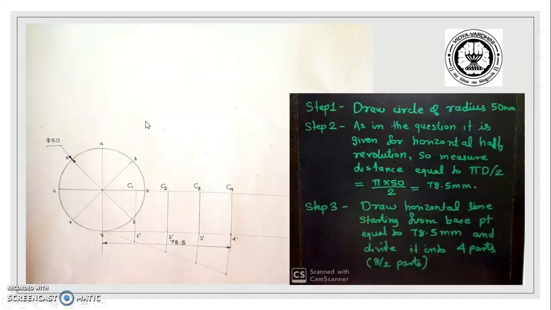So in order to draw the cycloid, the first step will be to draw a circle of radius. Radius will be 25, this will be diameter, so diameter 50. As in the question it is given for horizontal half revolution, so measure distance equal to pi d by 2, that is 78.5, and we will divide this into 8 parts. Circle is divided into 8 parts, line will be divided into half, that is 4 parts. So 78.5 will be divided into 4 parts by the acute angle method.